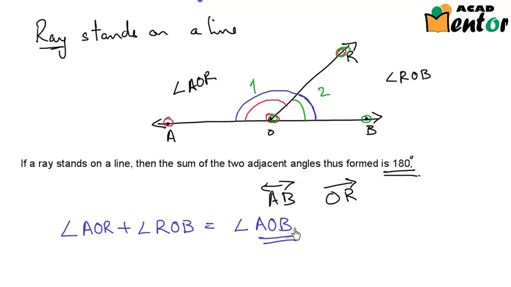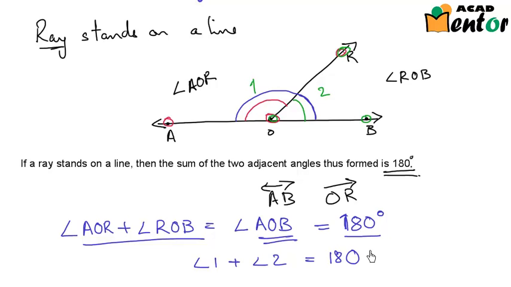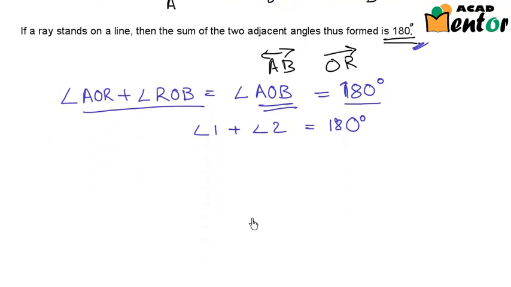And we know that a line forms an angle of 180 degrees, right? Since this whole angle is 180 degrees, I can easily say that angle 1 plus angle 2 is nothing but 180 degrees. So these are two adjacent angles that are formed, angle 1 and angle 2, and their sum is 180 degrees. That's what the first axiom has to say. Now we could also look at an inverse of this axiom. Let's see what that would be like.